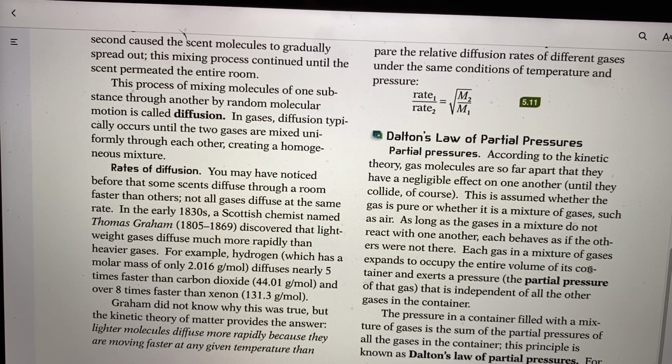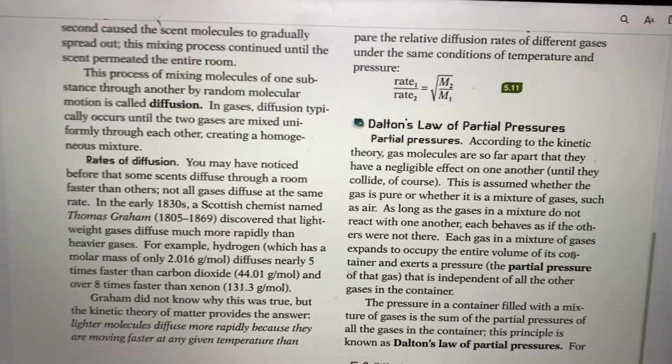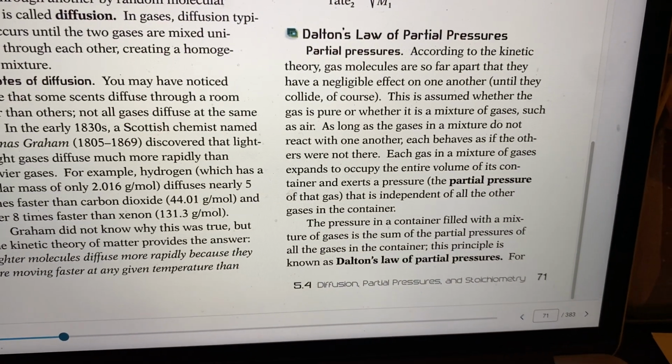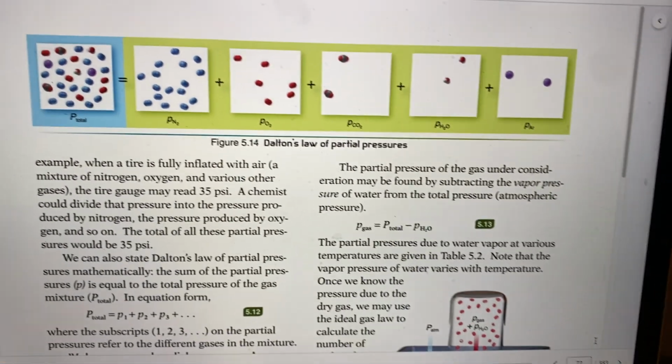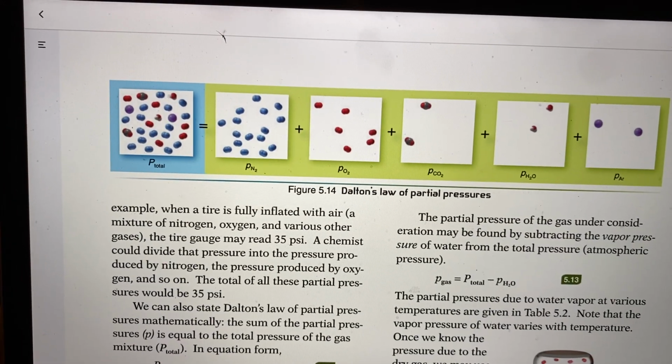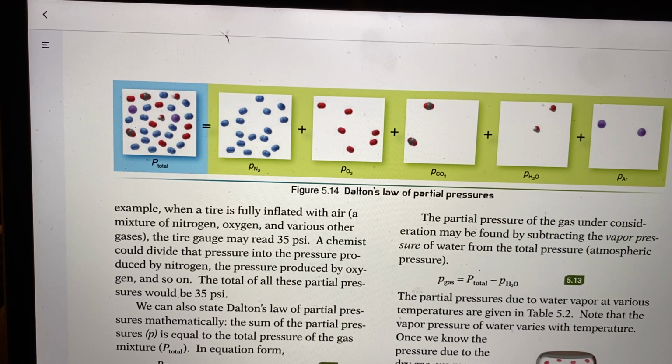So here we have Dalton's law of partial pressures. What is Dalton's law of partial pressures? Well, here's a picture of it. Dalton's law says the pressure in a container filled with a mixture of gases is the sum of the partial pressures of all the gases in the container.